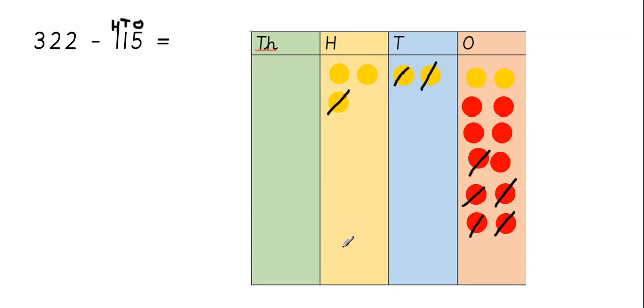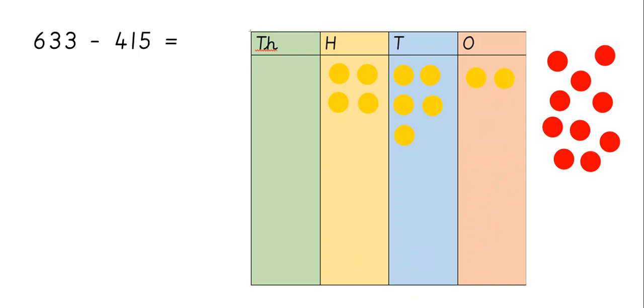So in my hundreds column, I have got 2. In my tens column, I've got nothing, which will go down as a 0. And in my ones column, I have got 1, 2, 3, 4, 5, 6, 7. So your answer would be 207. Check your answer. Well done if you got it right.